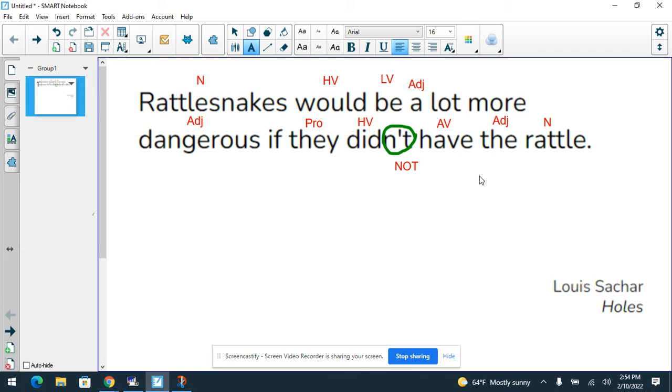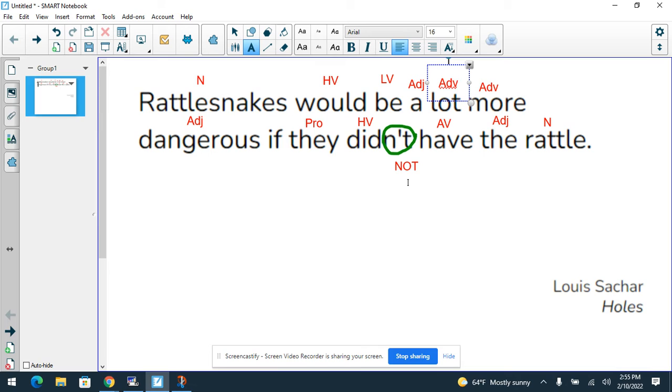Adjectives only modify nouns and pronouns, but adverbs modify everything else. Sorry, it's a little loud in the hall right now. Adverbs can modify verbs, but also adjectives and more adverbs. And that's exactly what's going on with these two words. More is telling you how dangerous, it's describing that adjective as an adverb. Lot is telling you how much more. It is also an adverb.